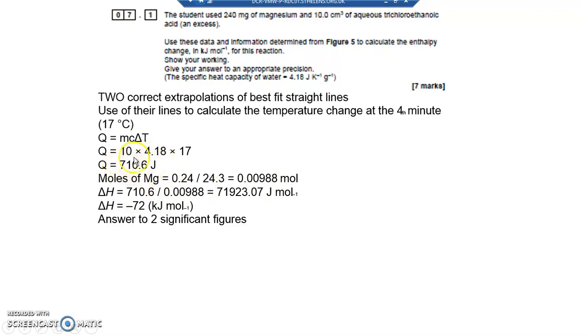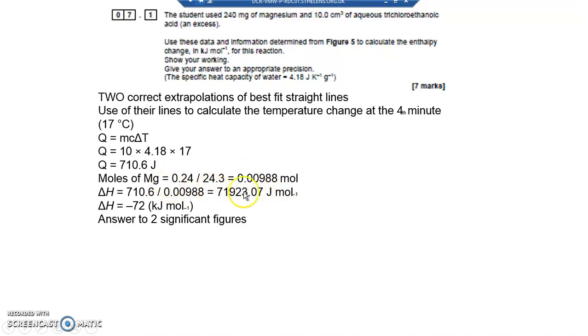So in other words, 710 joules of energy is given out when we react 0.00988 moles. I need to work out how many joules or kilojoules of energy are going to be given out when we use 1 mole. Well, this small amount, less than 1 mole, gives this, so we're looking for a larger number. So what you do is you take the 710.6 and you divide by this, and it'll give you a larger number. So 71923.06 joules for every mole of magnesium reacted.